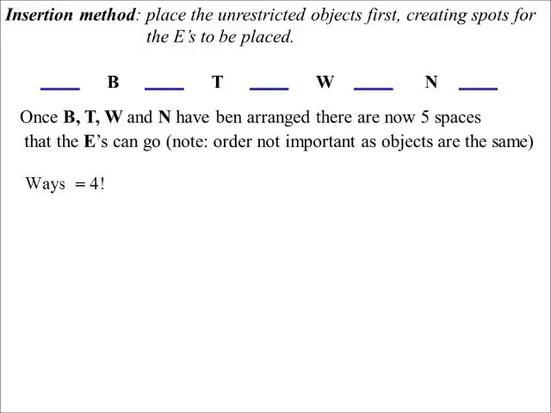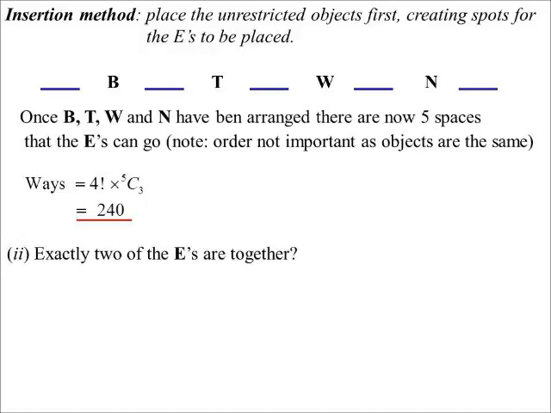Well, for the E's, it doesn't matter the order because they're the same. So EE is the same as EE and so on. So it's a combination. There's 5 spaces, and I want to use how many of those spaces? 3. 5C3. And we come up with the answer, 240. So it's a different way of thinking about it for when we're separating objects, so these things can't be next to each other.